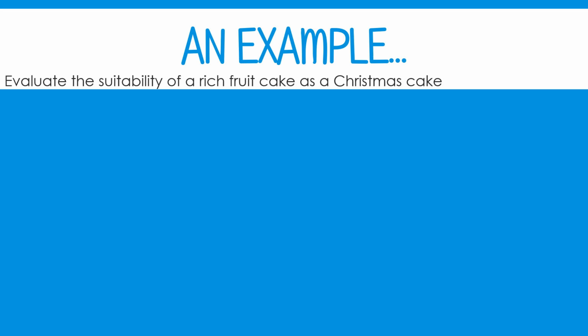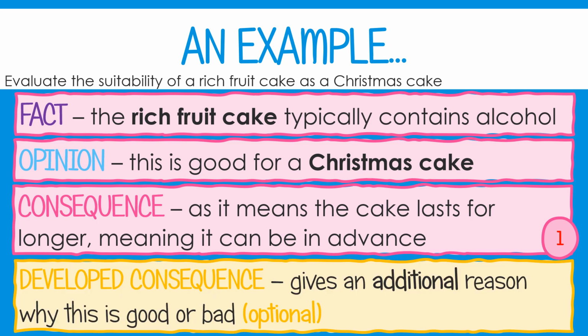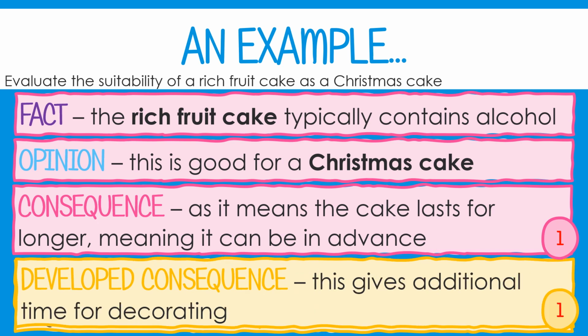So again, we're sticking with the same question about the rich fruit cake and evaluating it for Christmas. We might be going with the answer that we had before about the rich fruit cake typically containing alcohol. We're saying that's a good thing for Christmas time because it means it's going to last for longer, so we can make it in advance. So we're getting 1 mark for that answer, but we know a little bit of extra information. We're going to add in an additional consequence known as a developed consequence. So we could be saying that this gives additional time for decorating. So we've now got another mark for this answer. So we've got 2 marks for the answers that are on the screen.